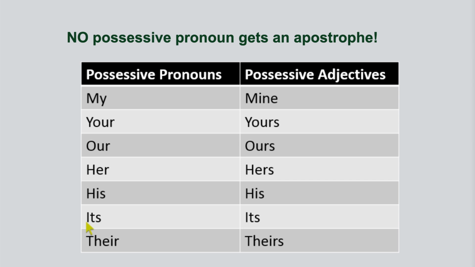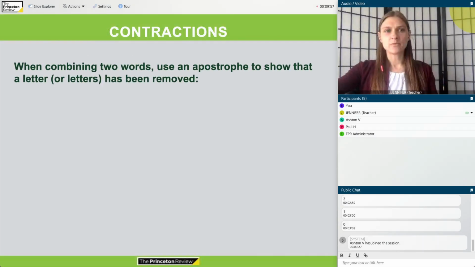But if you remember the rule that none of the pronouns get the apostrophe, and you're thinking, I want to say the cat ate its food, well, I'm not going to use the apostrophe because it's possessive. All right, so this is a good list to kind of memorize. But let's take a look at the contractions. So contractions happen when we combine two words and we omit one or more letters. The apostrophe essentially represents the missing letter.